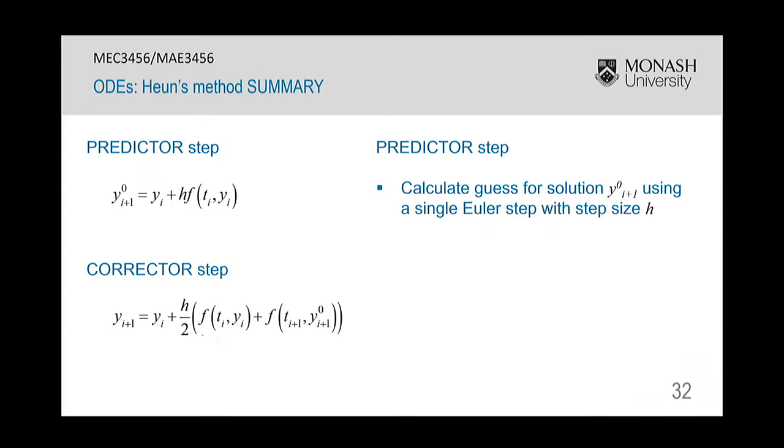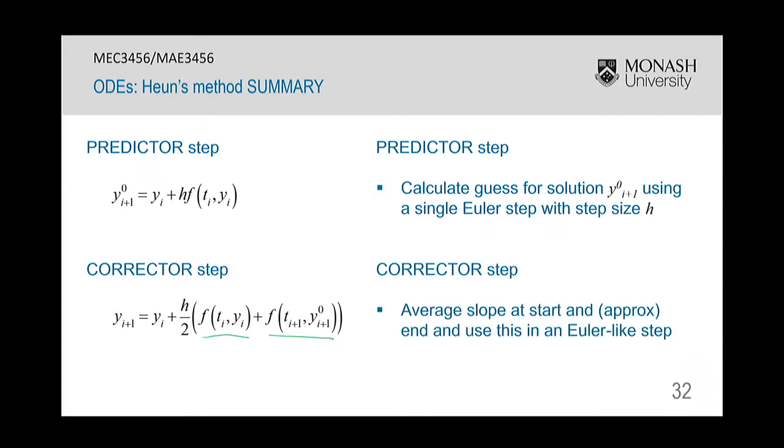We then take that and use it in a corrector step. So in the corrector step, we average the slope at the beginning and our estimate of the slope at the end. And again, this step looks very much like an Euler step. So the thing I've just circled in green is a slope with an h out the front. That's why Euler's method is so important to understand.